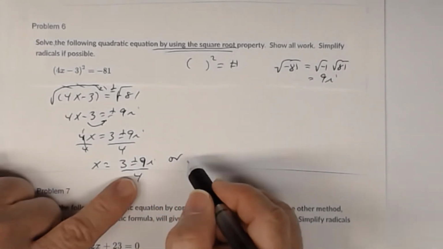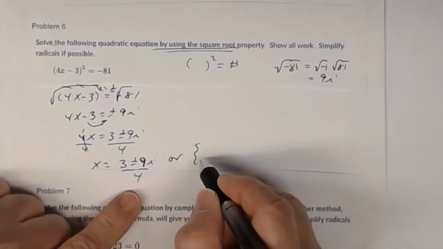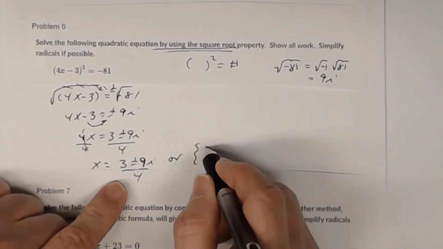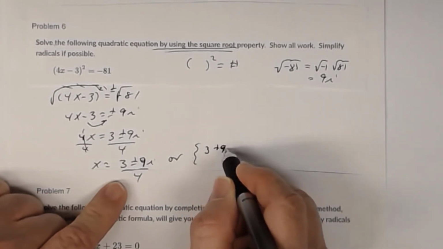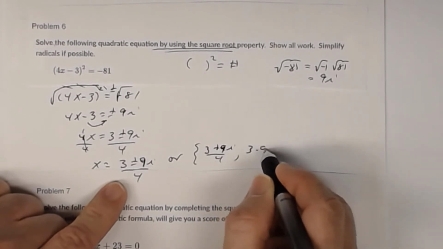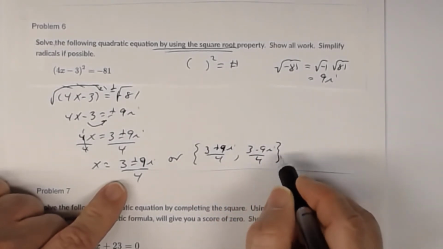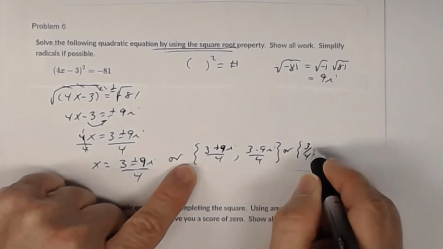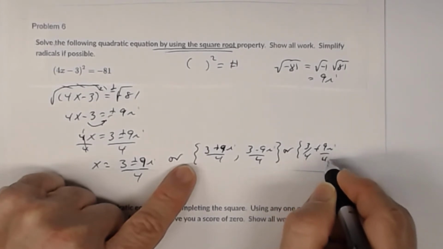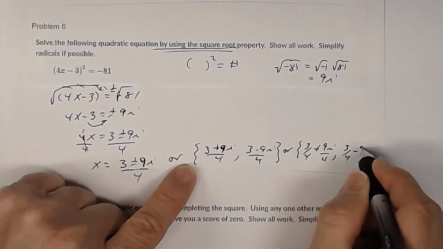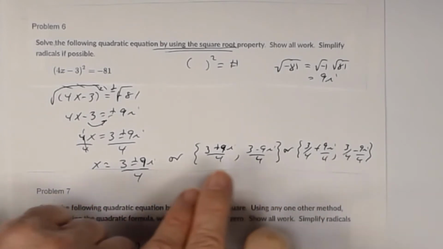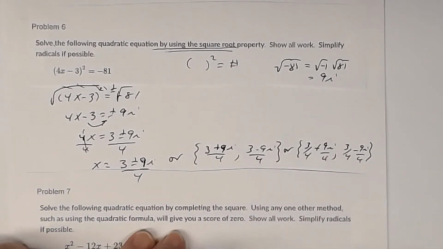Now, you could have also written it as a set, so 2 separate solutions. So you could have said 3 plus 9i divided by 4, comma, 3 minus 9i divided by 4. Okay? And then some students even went further and they said this. They said 3/4 plus 9i divided by 4, comma, 3/4 minus 9i divided by 4. So these are all solutions. These are all ways of writing the solutions that students did. All right, so that was number 6.